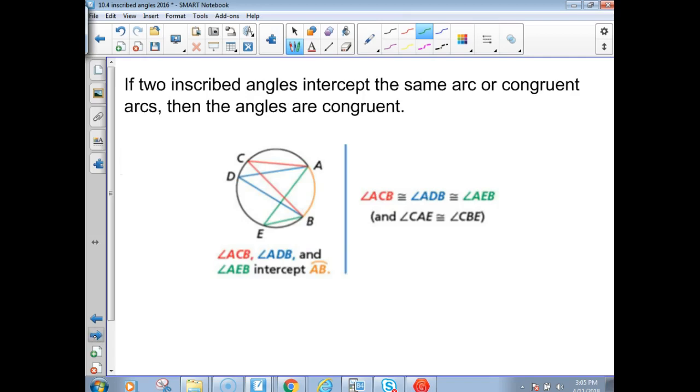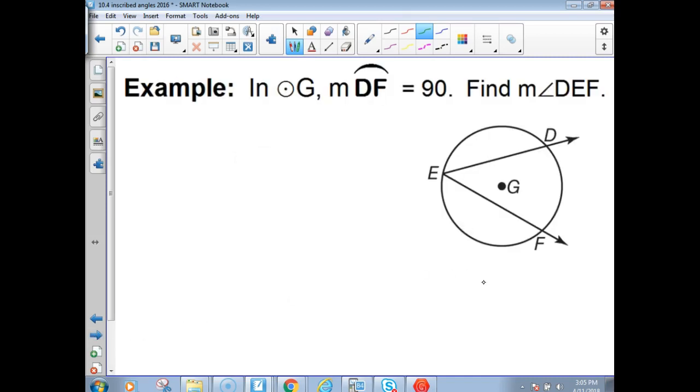Let's jump to the problems, because I think unless you would like to do any highlighting on here again, all of those angles are congruent because they intercept the same arc AB. Okay. In the circle with center G, if arc DF is 90, find angle DEF. Well, it would be half of 90, so it would be 45 degrees. Good.